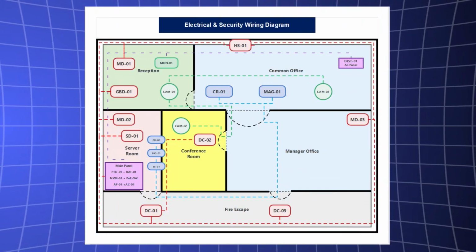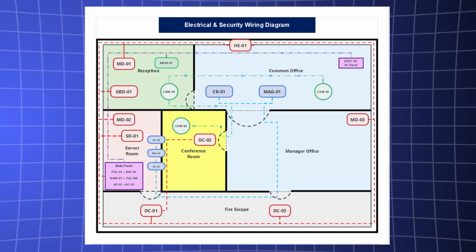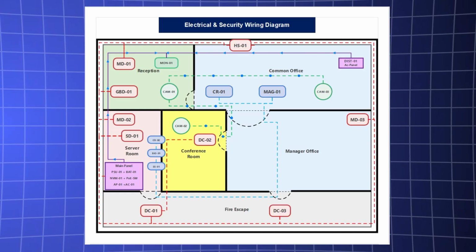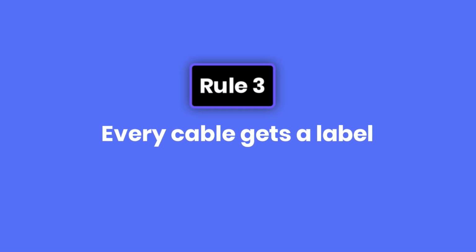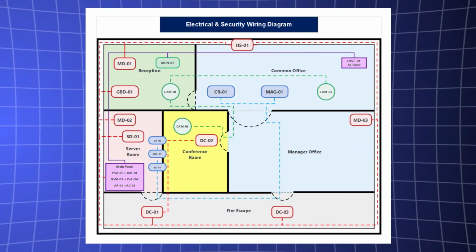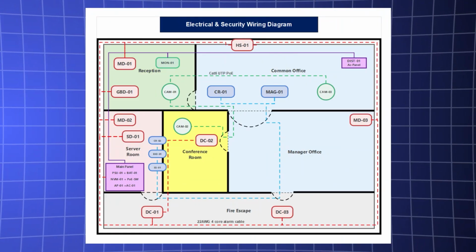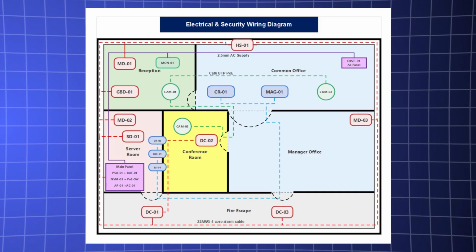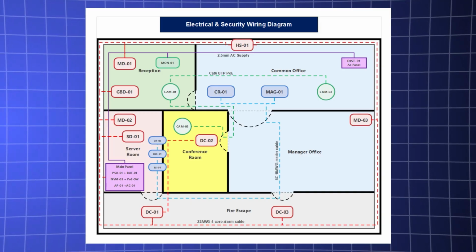Rule 2. Each system gets its own cable route. An alarm cable and a CCTV cable don't share a conduit. On the diagram, their lines run parallel to each other with a small offset, showing separate conduits on the same wall. Rule 3. Every cable gets a label. Not just which device it connects to, but what type of cable it is. 22 AWG 4-core alarm, Cat6 UTP PoE, 2.5 mm AC supply. The installer needs to know what to order and what to pull.